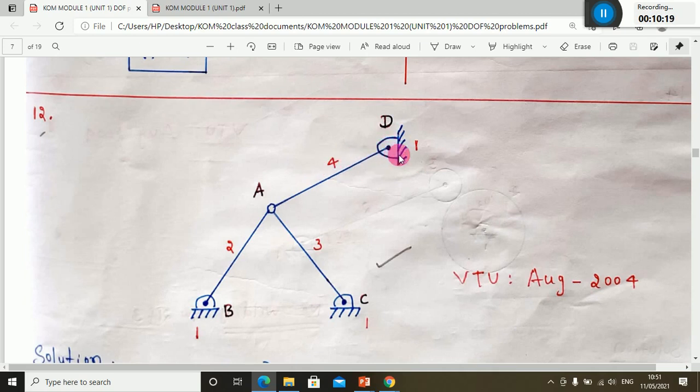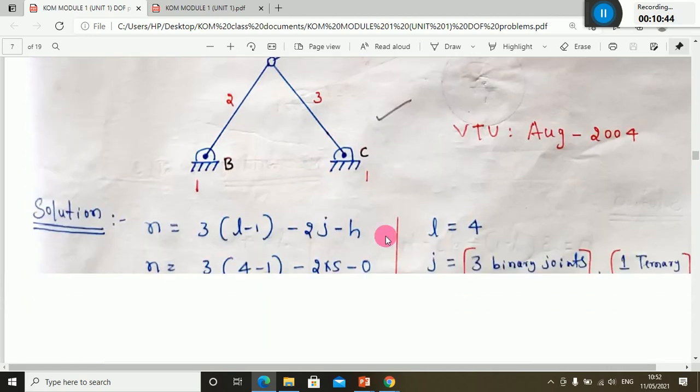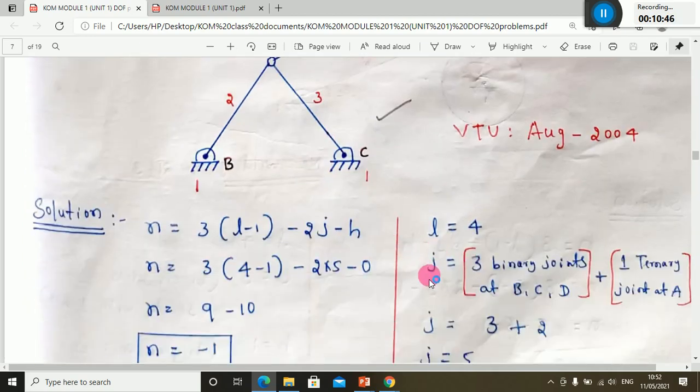Binary joint means only two kinematic links are joining at a single point. But in case of point A, three kinematic links are joining at a single point. So I can call this point A a ternary joint. Ternary means three kinematic links are joining at a single point. Remember, ternary joint. But as the definition says, J means binary joints. I want the total number of binary joints.